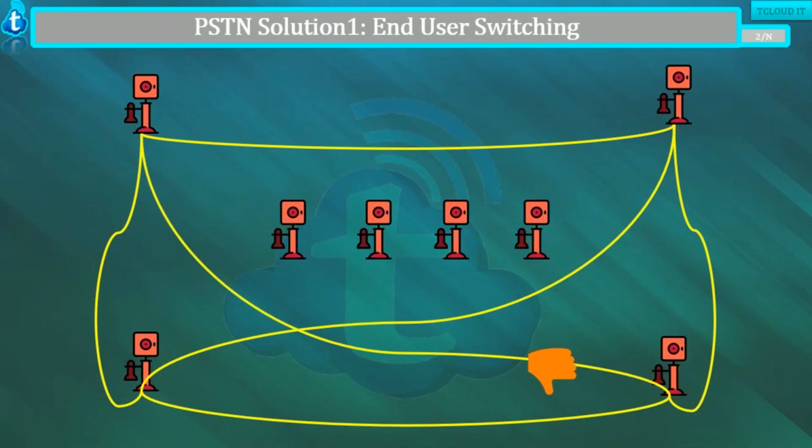For example, is connecting each device with a wire to every other device technically possible? Technically speaking, it is possible, but in the real world, it is not feasible. So there are always possible solutions and feasible solutions. This is a possible solution, end user switching, where end users can pick up the wire based on the device they would like to communicate with. They can pick up that wire. Is it possible?